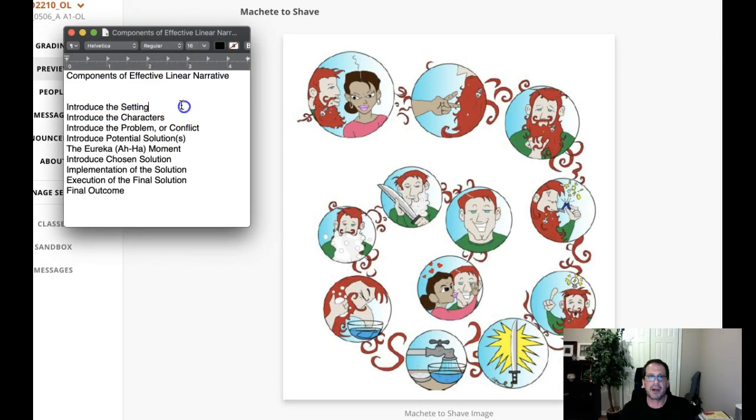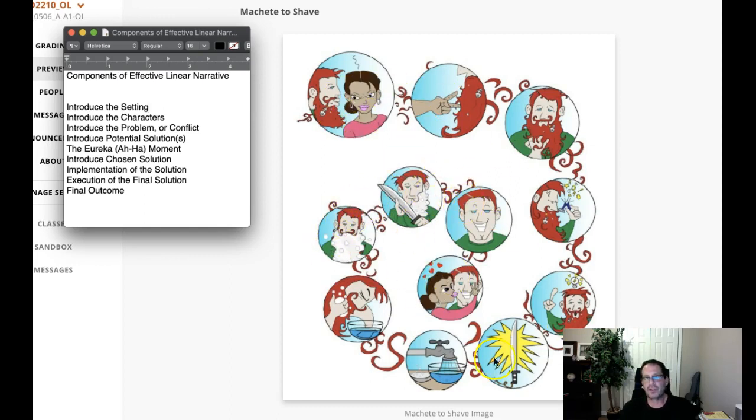So basically, here are the components of effective linear narrative, okay? We have introduce the setting and introduce the characters right here, okay? And then we have introduce the problem or conflict right here, okay? Introduce the potential solution right here. Introduce the eureka or the aha moment where you come up with the final solution right here. Then we have introduce the chosen solution right here. Implementation of the chosen solution right here. Execution of the final solution right here, and then the final outcome.